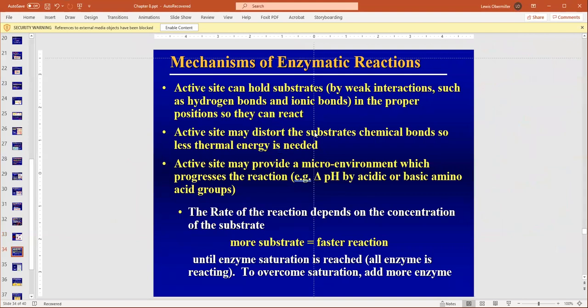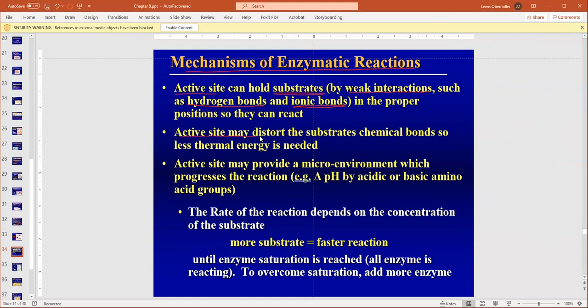All right, so I kind of went over this, but I'll just blast through that, and then I'll end the lecture here. So enzymatic reactions: remember, the active site holds the substrates. These are the things that enzymes react on. It could be weak interactions, like we talked about. Hydrogen bonds and ionic bonds, remember, we're inside the cell, so ionic bonds are weak in the presence of water.